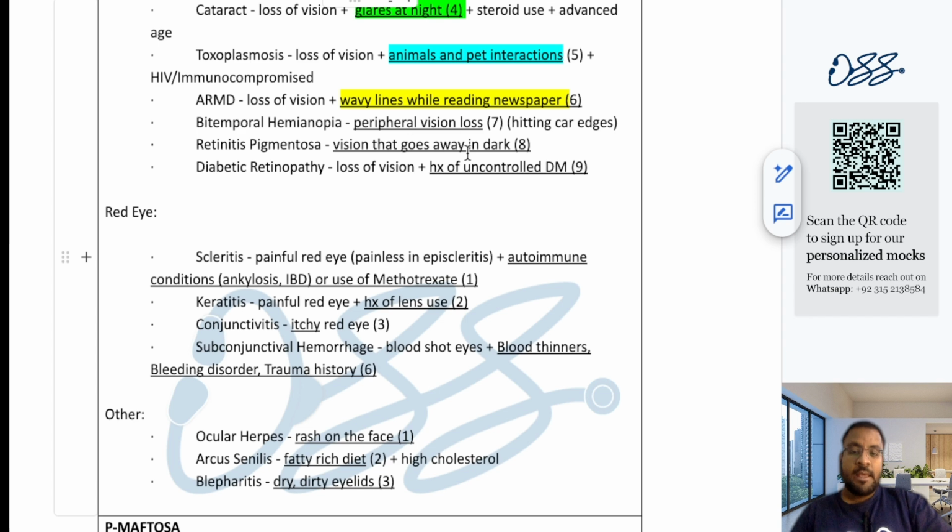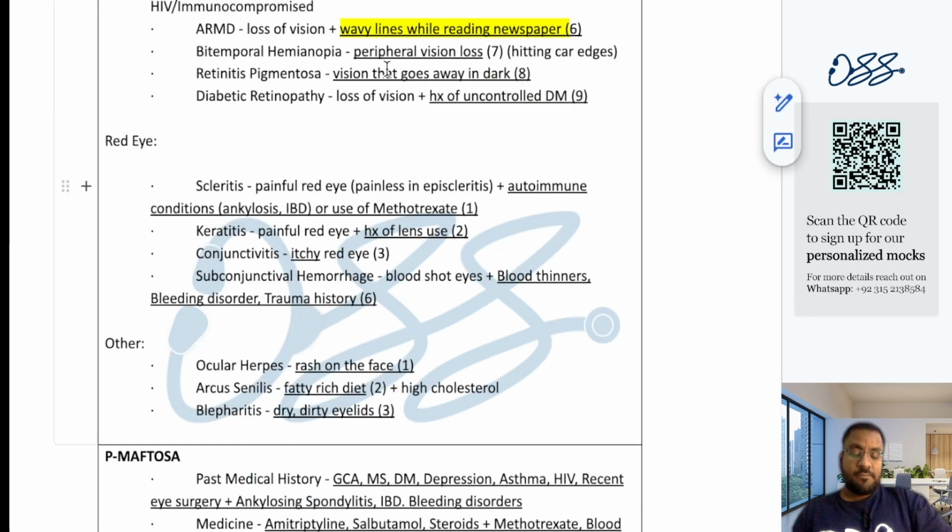Then if somebody complains of vision loss, ask whether it is the central vision that is being lost, or whether you feel that you are not able to see the sides.